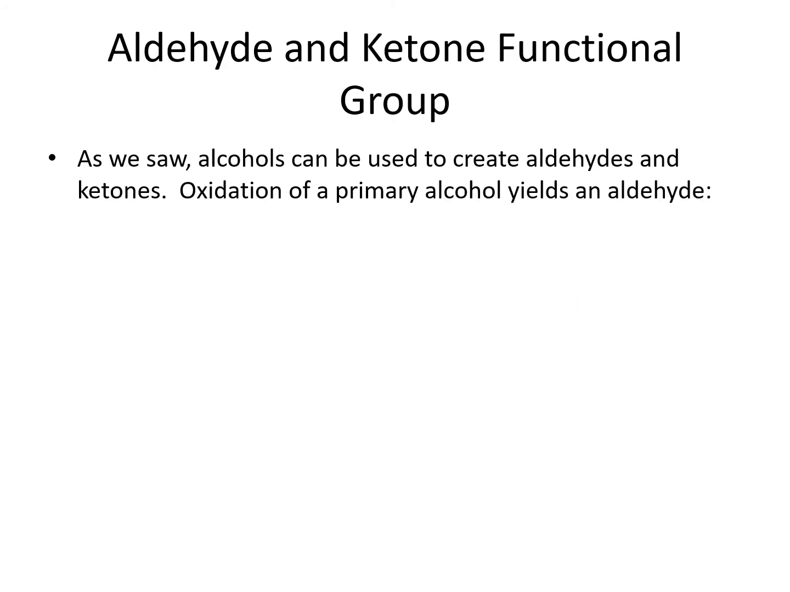So aldehyde and ketone functional groups, as we saw, alcohols can be used to create aldehydes and ketones, and oxidation of a primary alcohol yields an aldehyde. So we have to have knowledge of alcohols here as we talk about our reactions of aldehydes and ketones. So here's our first one. Now this O is standing for the possibility that it's going to be involved in the double bond. It is another molecule, but it's just simpler to write it above the equation here.